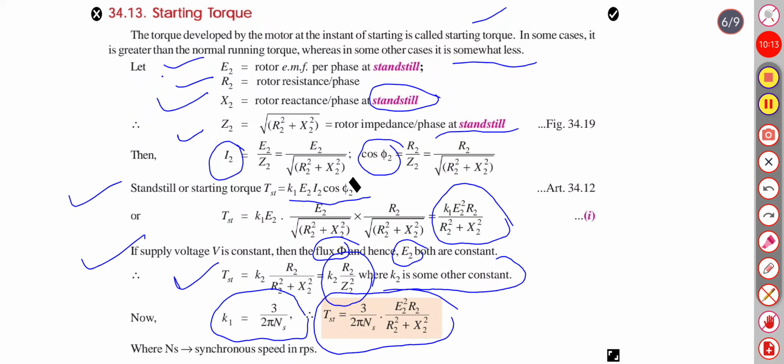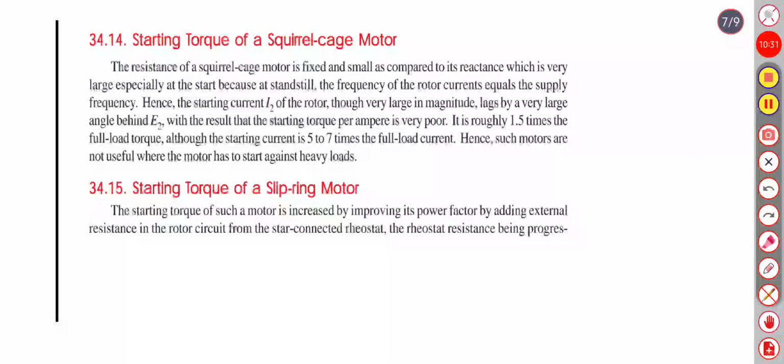where Ns is the synchronous speed in revolutions per second. Starting torque of a squirrel cage motor.